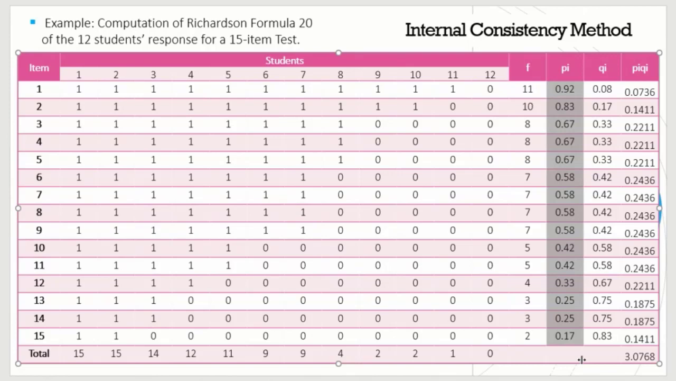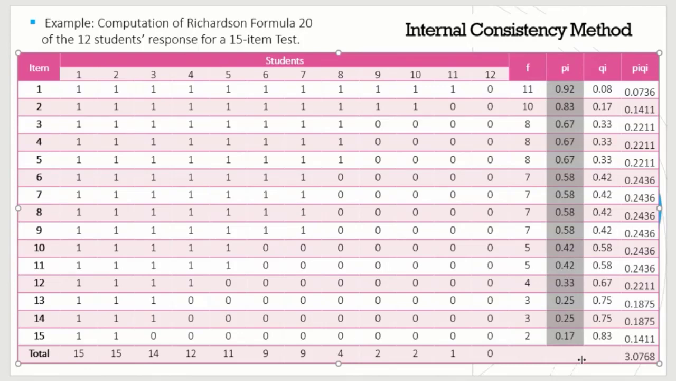So how about for the second item? So 10 ang kanyang frequency divided by 12. So that is 0.833333 or 0.83. And then ang third item, 8 ang kanyang frequency divided by 12, which is 0.6667 or 0.67. So that is how PI was computed. Okay, again, paano kinuha ang PI? Frequency divided by total number of students. Not the total number of the items, but rather the total number of the students.